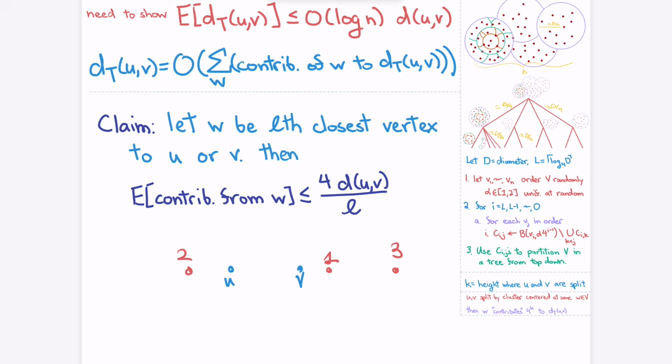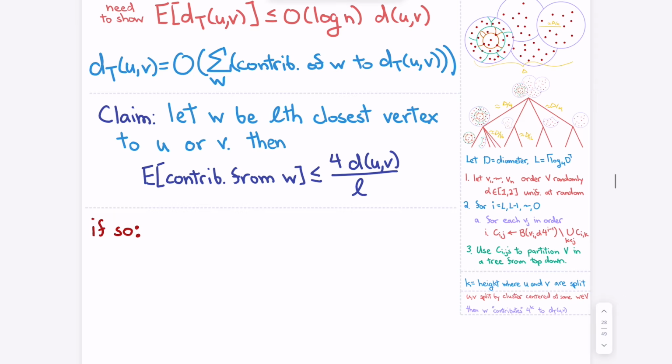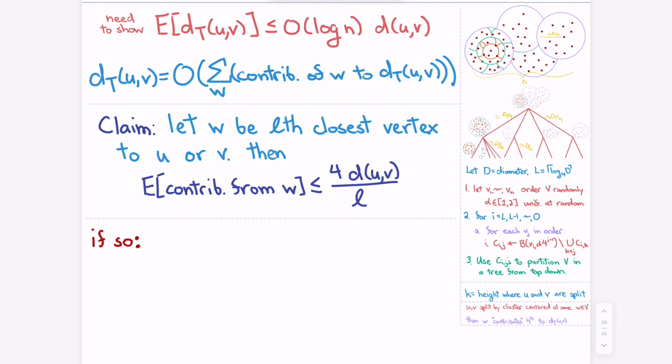So the claim is that if W is the 10th closest vertex to U or V, then its contribution will be some constant times the distance divided by 10. If it's the 20th, distance divided by 20. That's the key claim that we'll work on. But if that is the case, then how does that relate to our original goal of log n expected stretch?